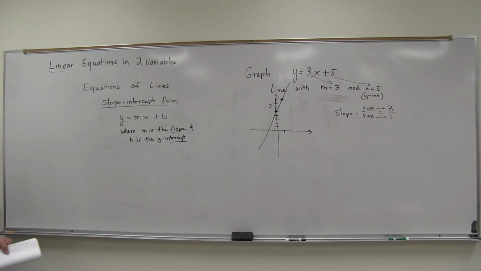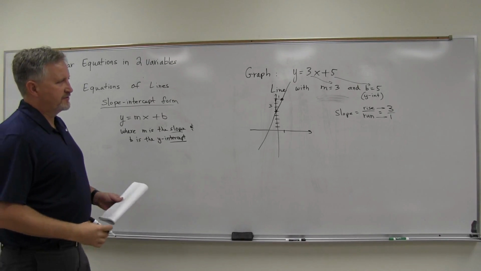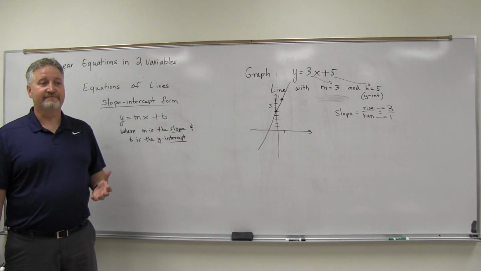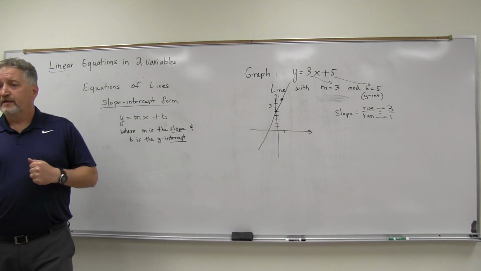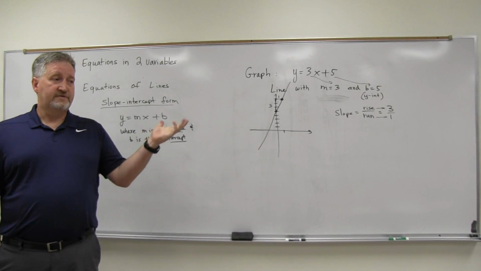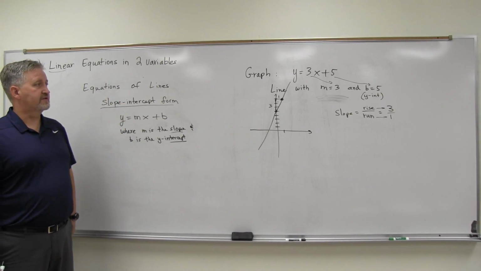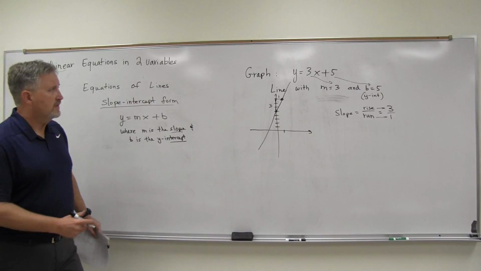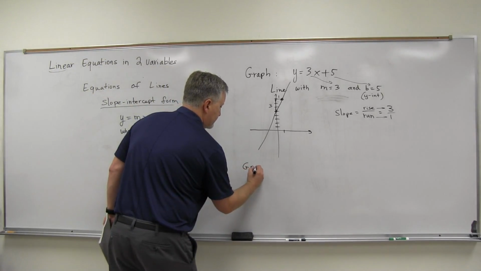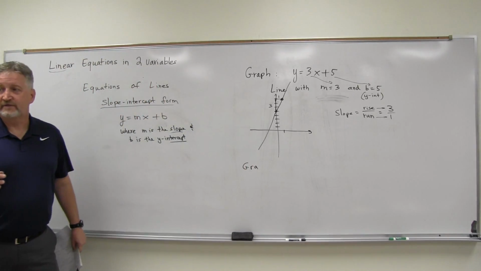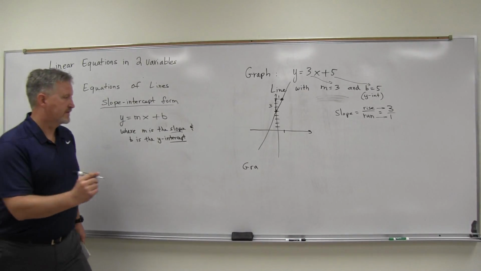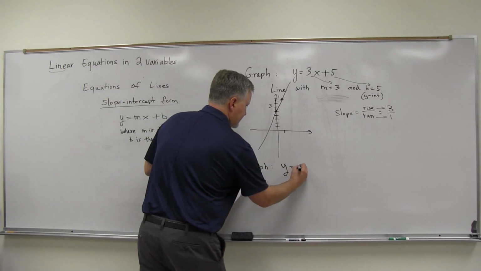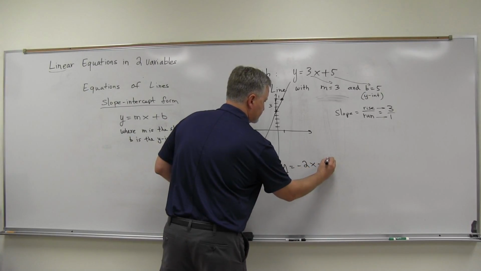Okay. It took me a while to go through that because I was talking about it, but that's a pretty quick way to graph lines. You can still use a table. A table would be fine, but this will work. All right. So, any questions on that one? Let's try another one. So let's graph y equals negative 2x minus 4.